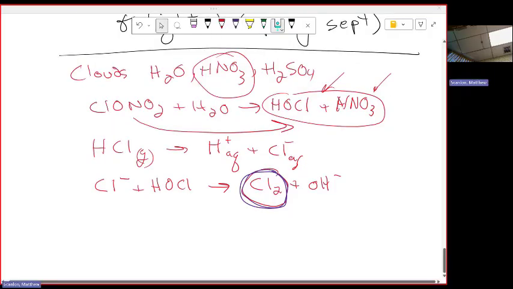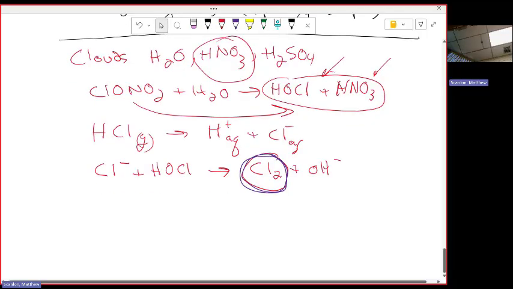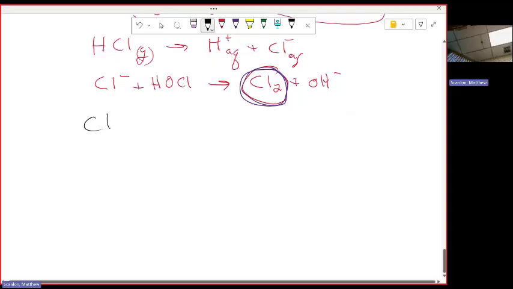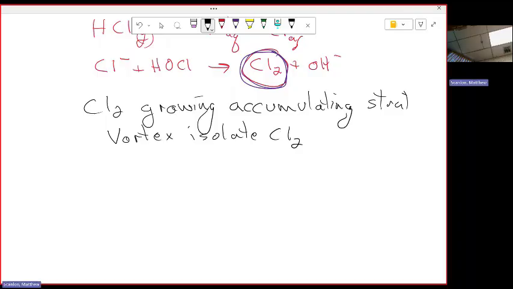If I follow it, I'm converting the ClONO2 into HOCl. I'm converting the HCl to Cl-, and then those two react to form Cl2 gas. That's the sequence that happens on there. So this Cl2 is growing and accumulating in the stratosphere. The other thing that happens is this chlorine is isolated. It can't move in or out because of the vortex. The vortex isolates the chlorine in the Antarctic, in this hole it's going to form.